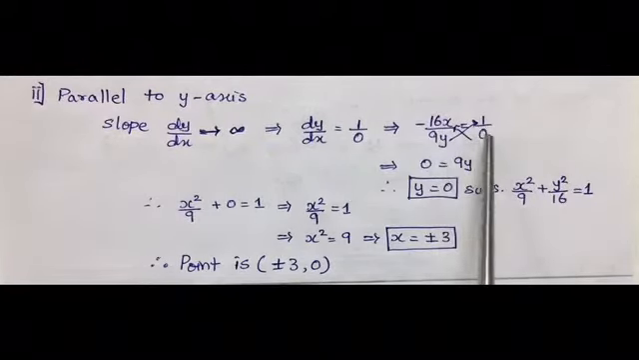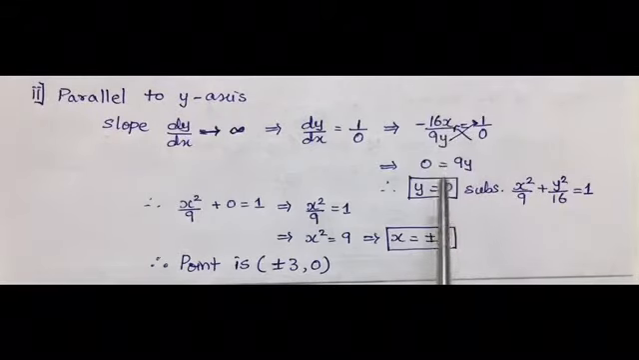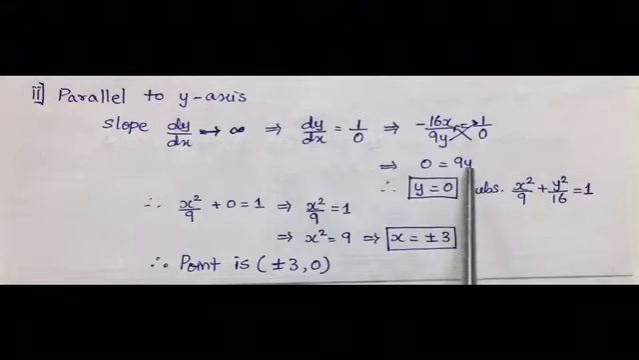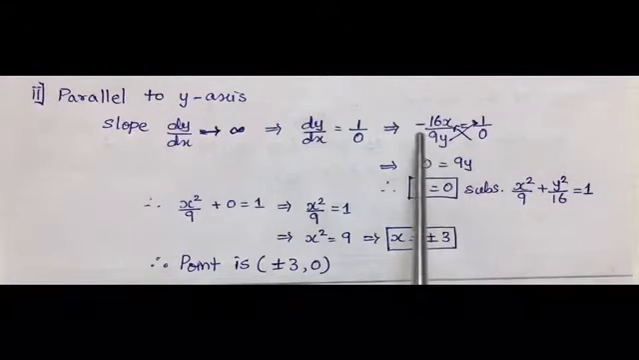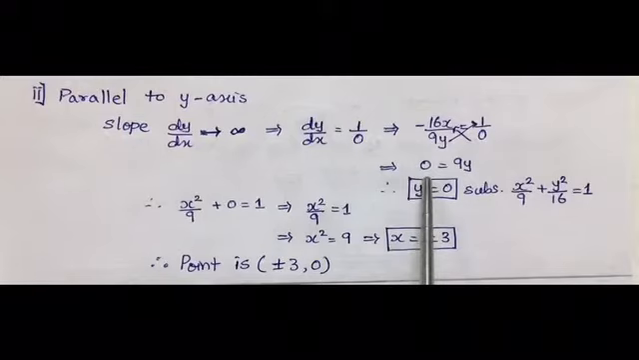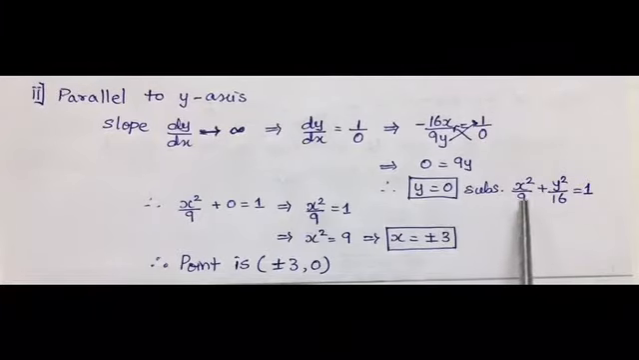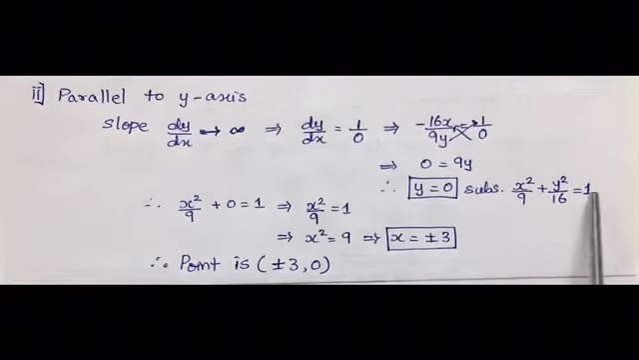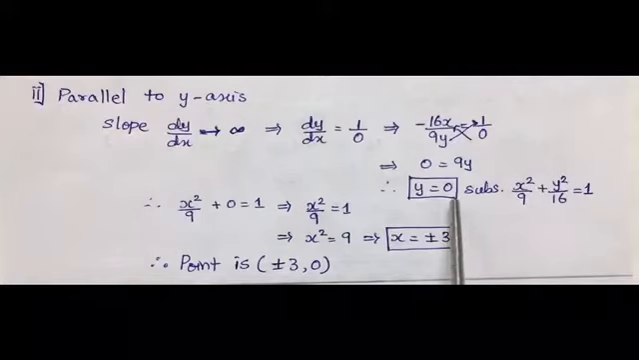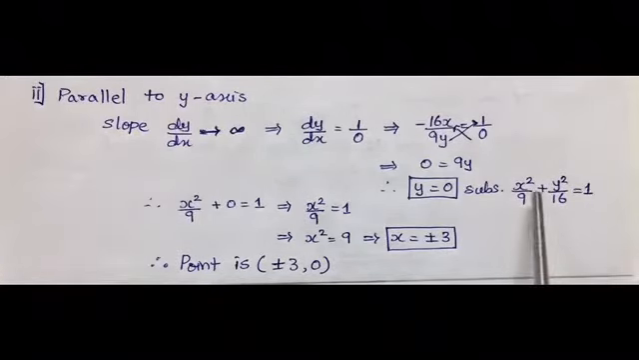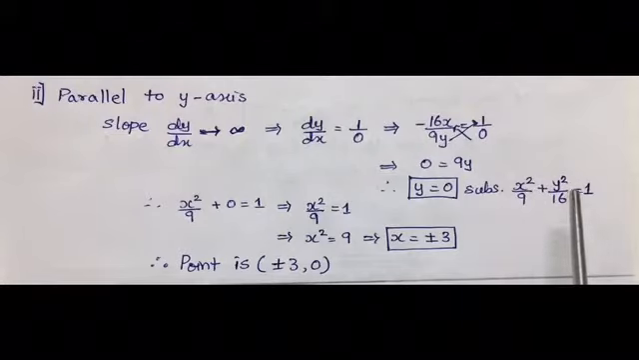Taking up the cross multiplication, we get 0 is equal to 9y. Negative sign gets removed with 0. So y value we get it as 0. If y is 0, to get the value of x, we will be substituting value of y 0 in this equation. So we get x square upon 9 plus y square upon 16 equal to 1.